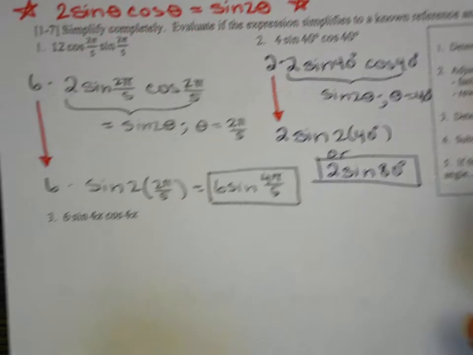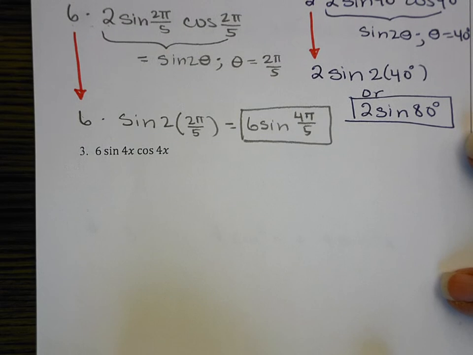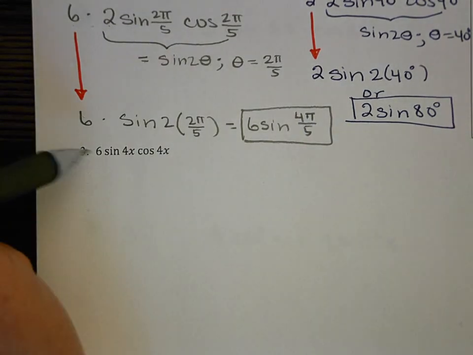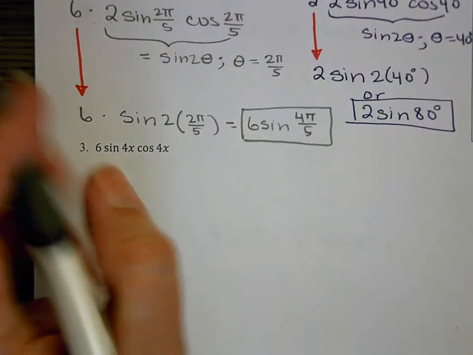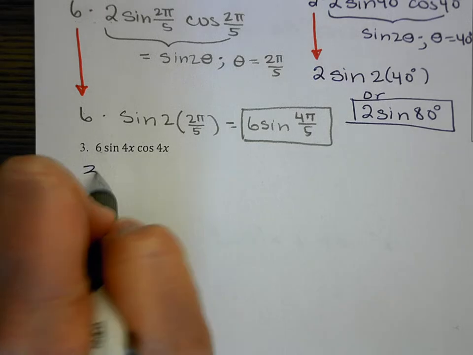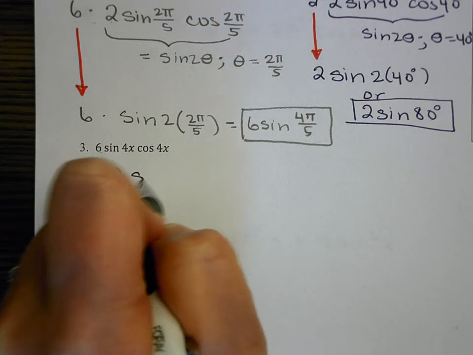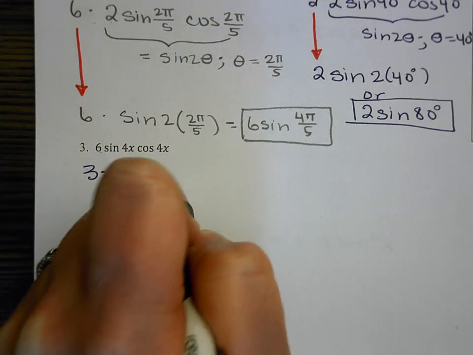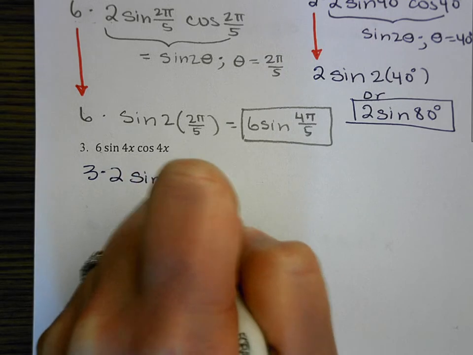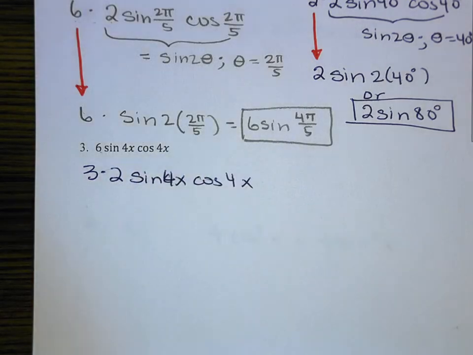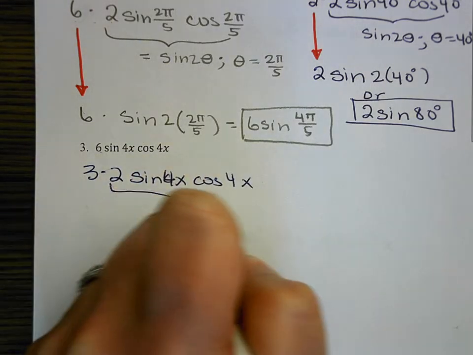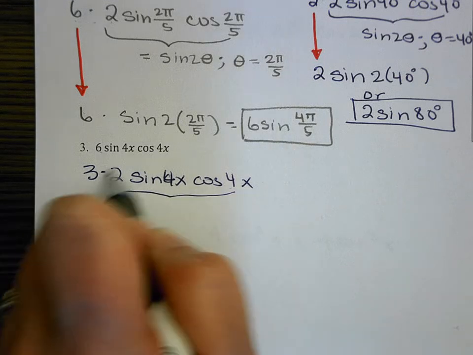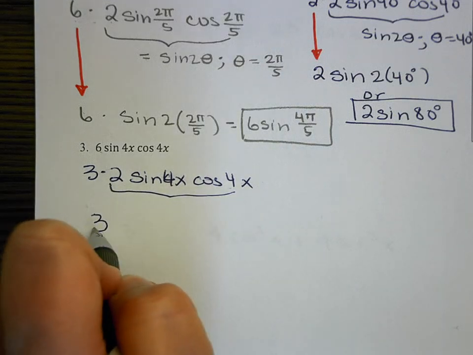All right, so let's take a look at question number 3. So again, I want this to be a 2 in front here, right? So I'm going to rewrite 6 as 3 times 2, and then I still have sine and cosine. Oops, forgot my 4x. So sine and cosine. So this is the identity part, right? Because I have the product of sine and cosine times 2. So that 3 is going to stay there.